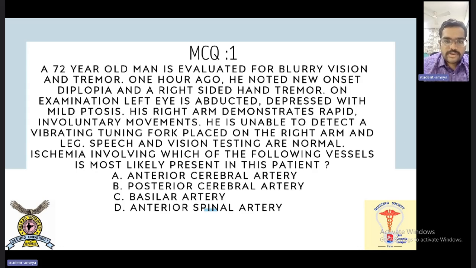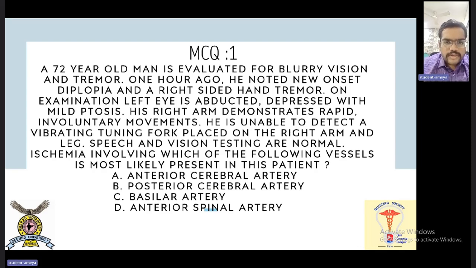Ischemia involving which of the following vessels is most likely present in this patient? A. Anterior cerebral artery. B. Posterior cerebral artery. C. Basilar artery. D. Anterior spinal artery. So looking at the options, not even reading the question, I get to know that all are arteries of the brain. And yes, so this question can either be an anatomy question or a question from stroke or a question from brainstem syndromes. Fourth possibility is very less likely.